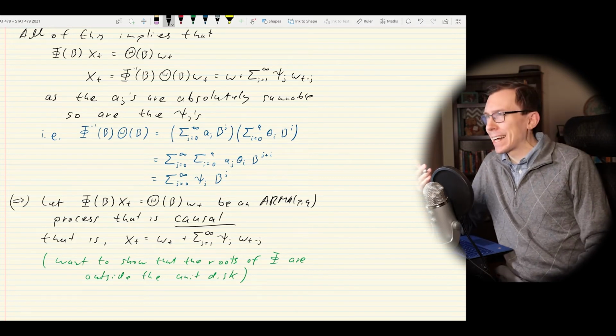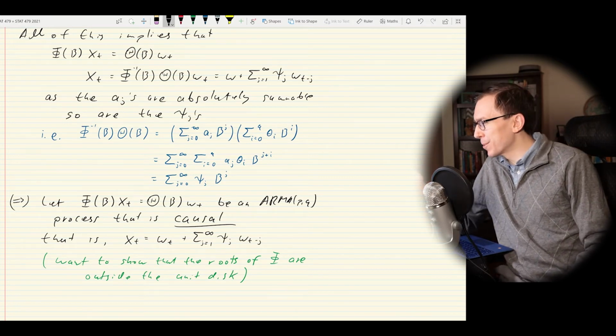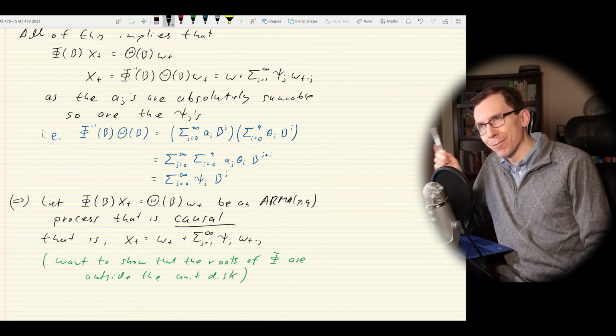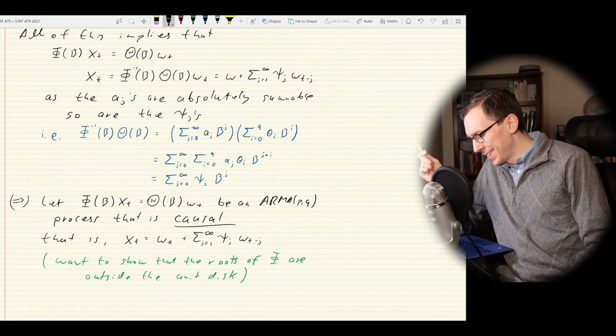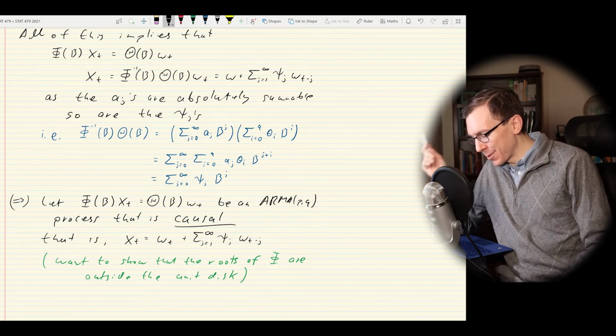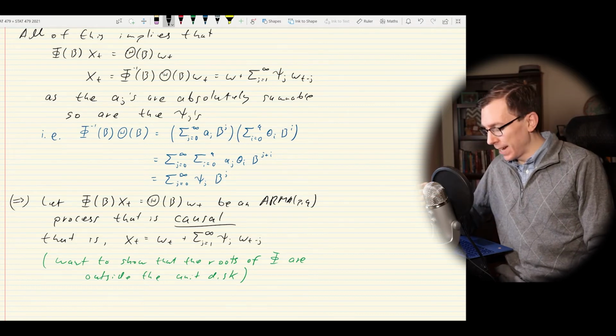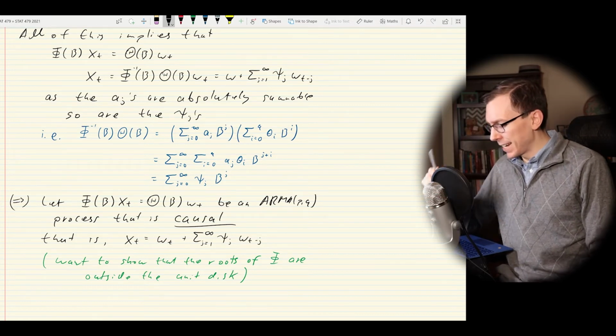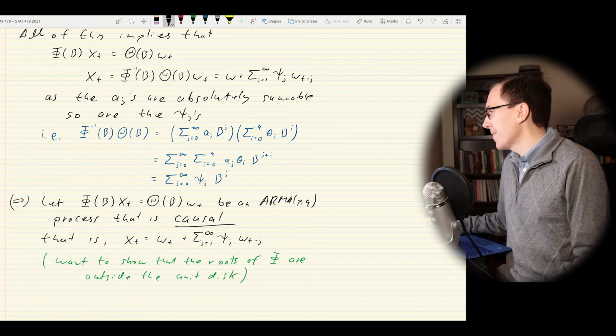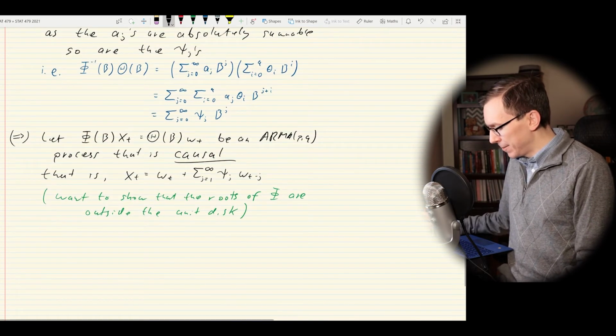I often forget what I'm actually trying to prove when I'm going through a proof like this, so I always have to remind myself, what are we actually trying to do? So we start with the causal process. We want to show that the roots of phi lie outside the unit disk. Okay, so how in the world do we do that?